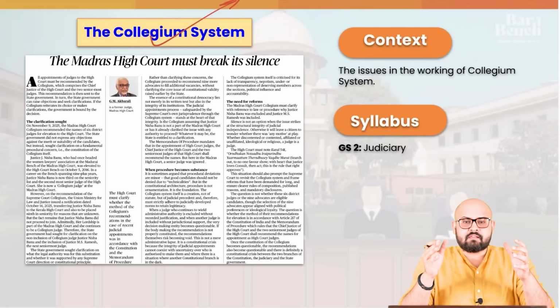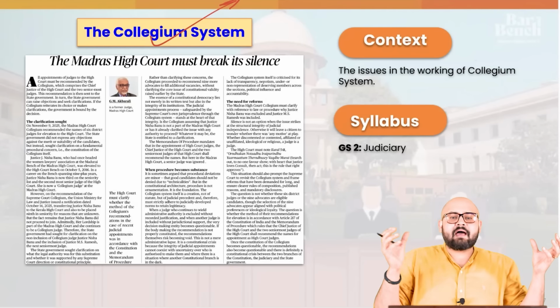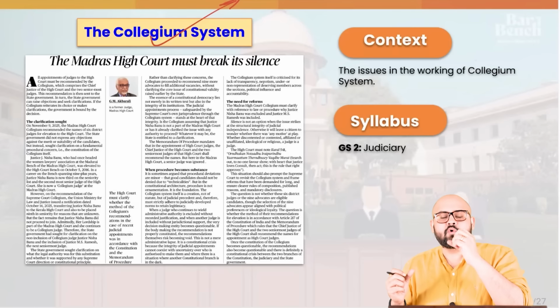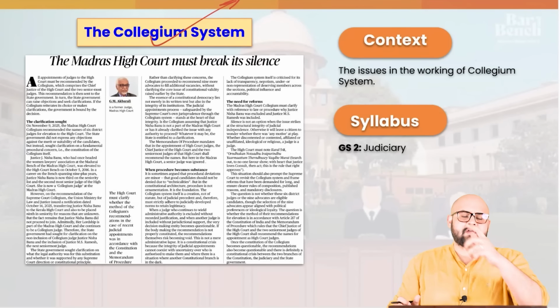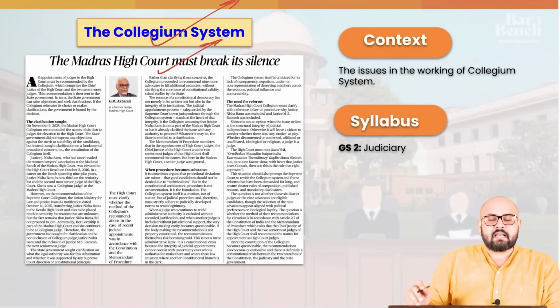So what we are trying to say is that this is a protected mechanism where the executive and the legislature have no role with respect to the appointment and transfer of judges. This is what the Collegium is all about. Now, what is the context of this particular article?